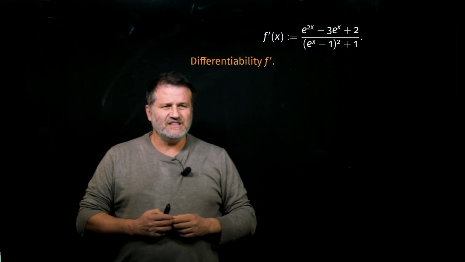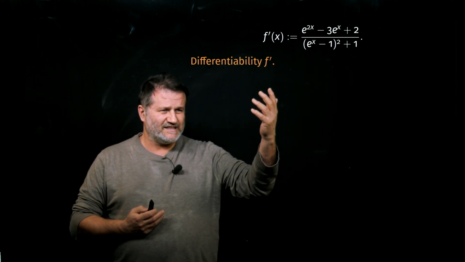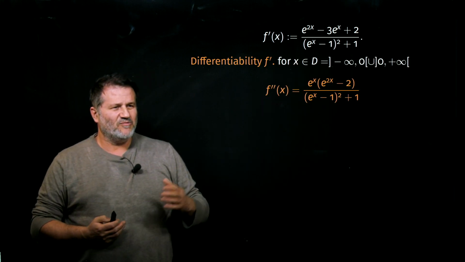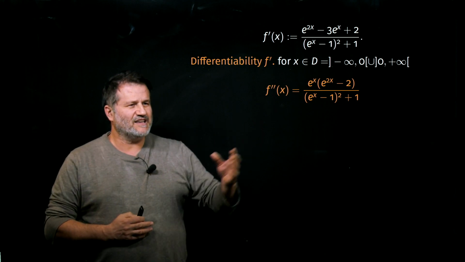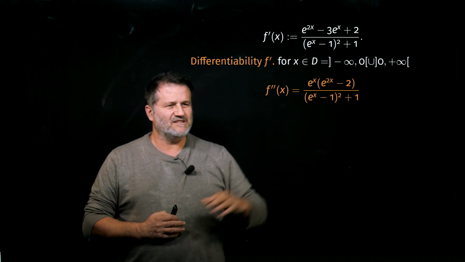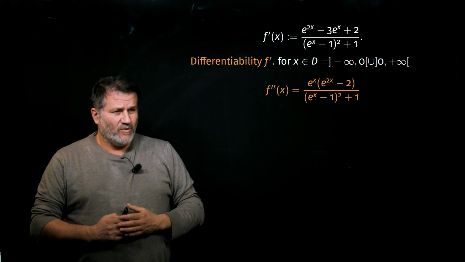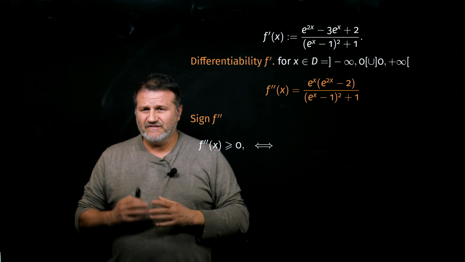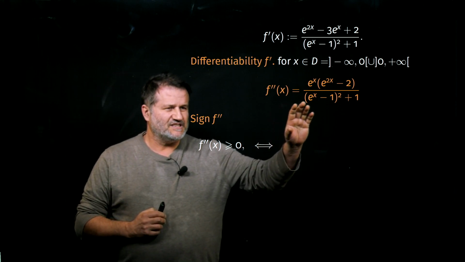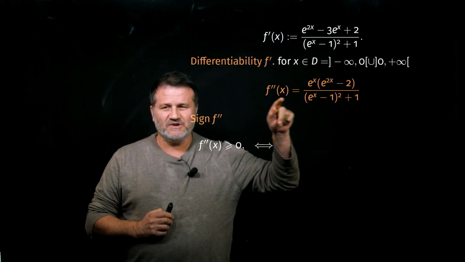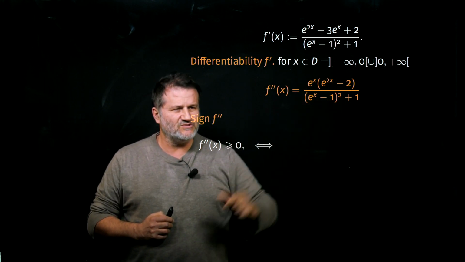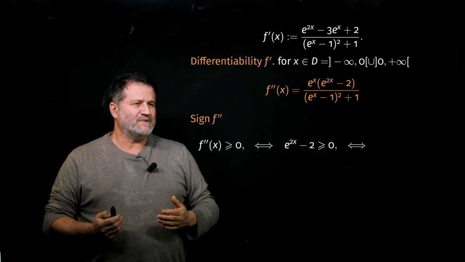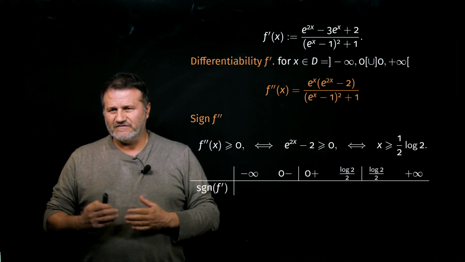We have, this is the derivative. We have to discuss where this function is differentiable to compute the second derivative. Here there is no problem at all, and we can easily see with a little bit of calculations that the second derivative turns out to be this. Now, we can determine the sign of the second derivative by solving the inequality f second of x greater or equal than 0. As you can see, the denominator is positive, this exponential is positive, so everything is reduced to discuss when e to 2x minus 2 is positive. And this happens for x greater than 1/2 log of 2.